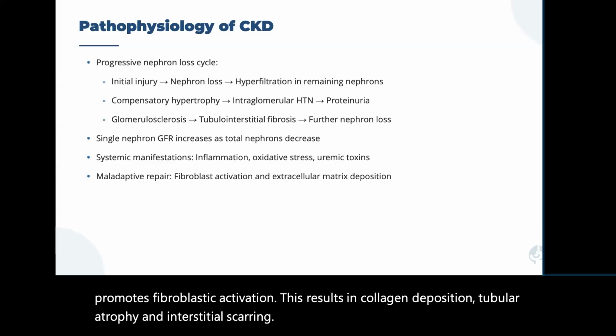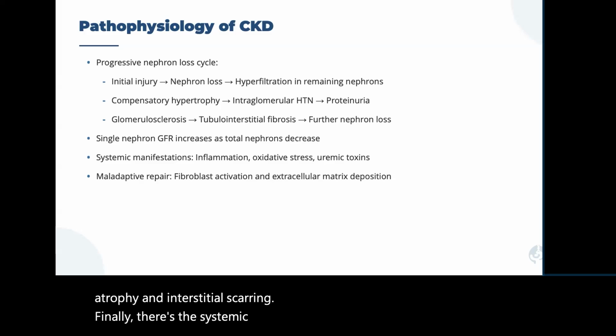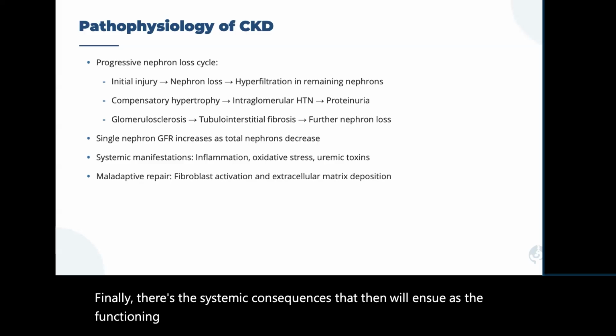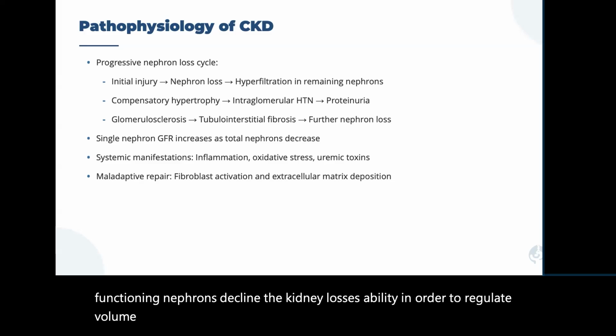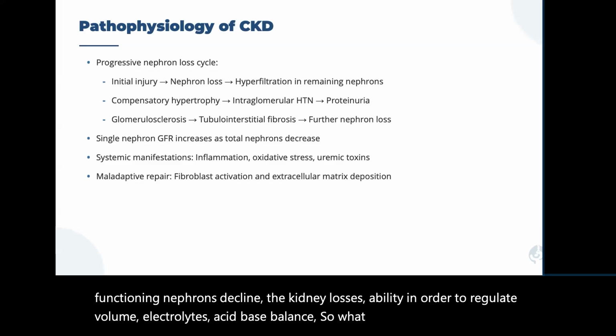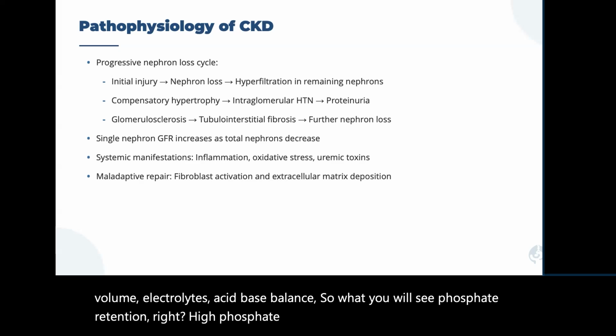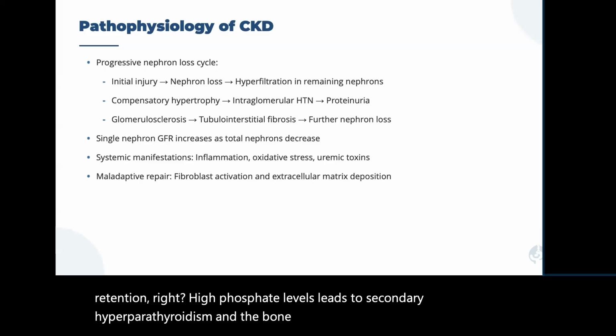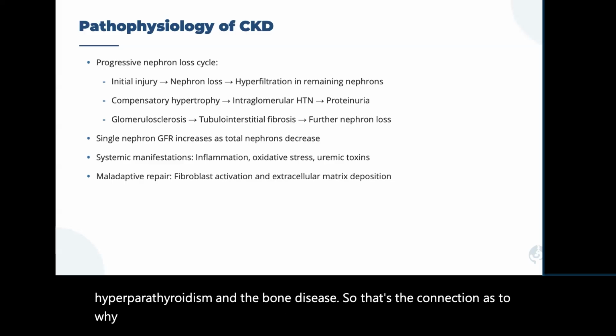Finally, there are systemic consequences that will ensue. As the functioning nephrons decline, the kidney loses the ability to regulate volume, electrolytes, and acid-base balance. So what you will see is phosphate retention. High phosphate levels lead to secondary hyperparathyroidism and the bone disease. So that's the connection as to why we're thinking bone.